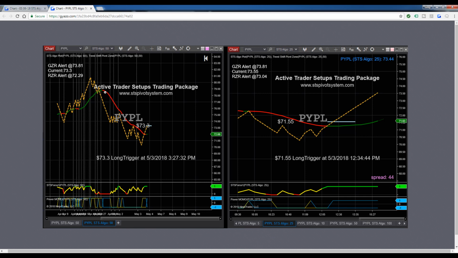Here's a bigger picture. This is what we use for swing trades. At a minimum is our 50 factor, and the bigger ATR stocks, you have to go even higher than that.